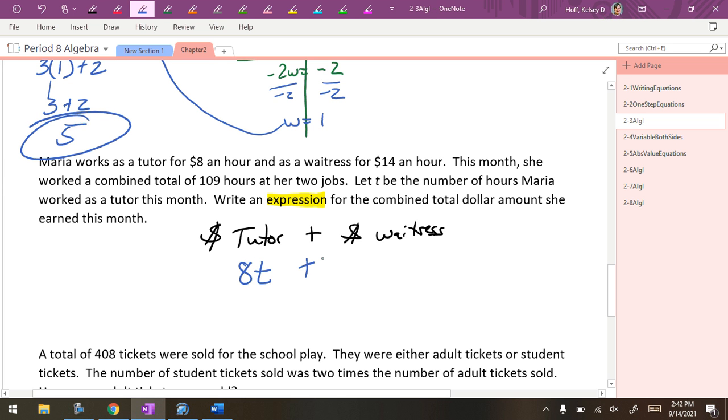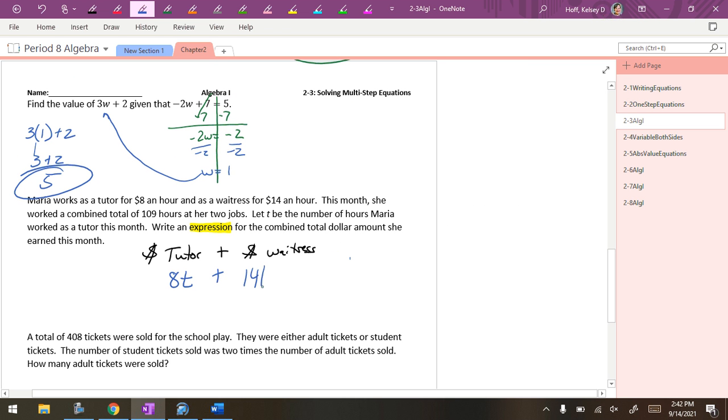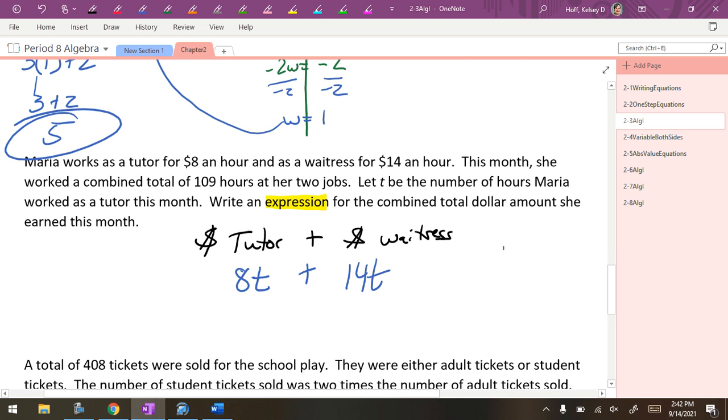$14 an hour. You can't have another variable. 14T. If you write 14T, you tell me that she's working the same number of hours as a tutor as she is as a waitress. Does it say that? No. Can't have another variable. Got to use T.